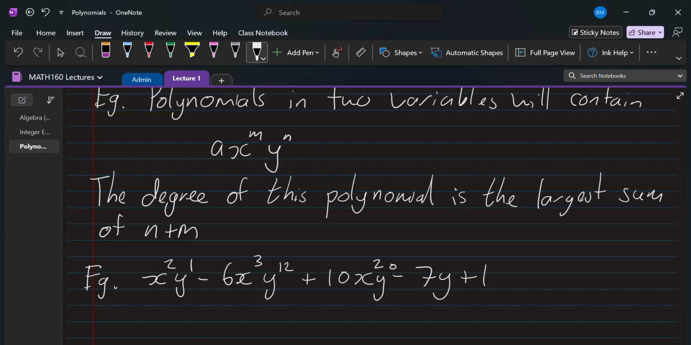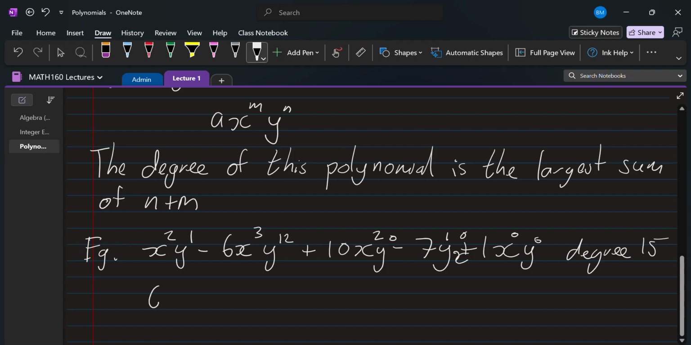Okay, we've got x squared y minus 6x cubed y to the 12 plus 10x squared minus 7y plus 1. Okay, we want to find the degree. Now, this is in two variables, so we need to look at the sum of the exponents. Okay, first term, x squared, y to the 1. There's a 1 there. That sum is 3. So just keep in mind, that one's 3. Next one. Forget the 6, we're not interested. We're only interested in the exponents. X cubed, y to the 12, the sum is 15. That's bigger than 3, so let's keep 15 in mind.